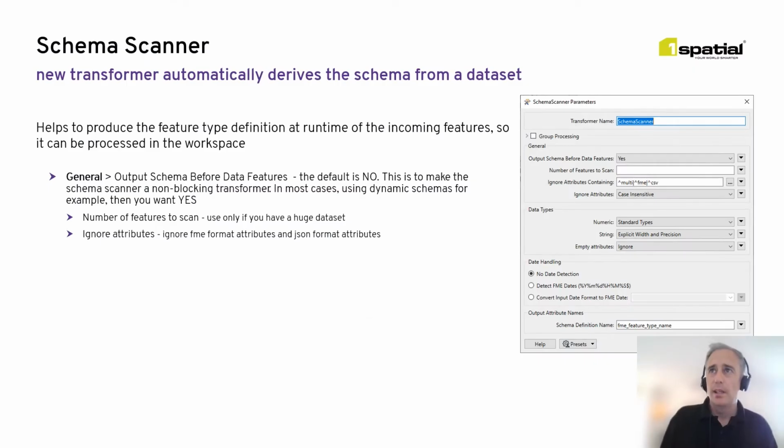Hello, today I will be introducing a new transformer in FME 2022, one that seeks to derive the schema from incoming features from a data set. It's called the Schema Scanner, and it tries to read the feature type definition, and you can use this within your workspace to learn more about schema and control it.